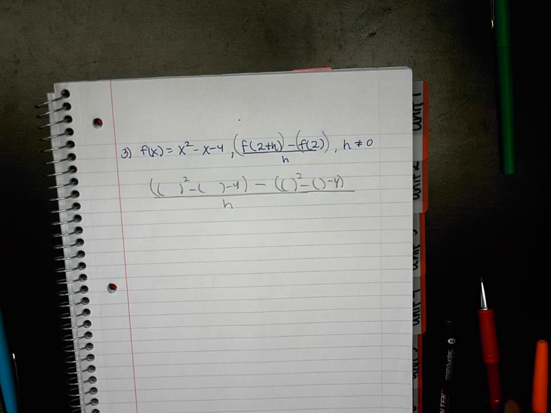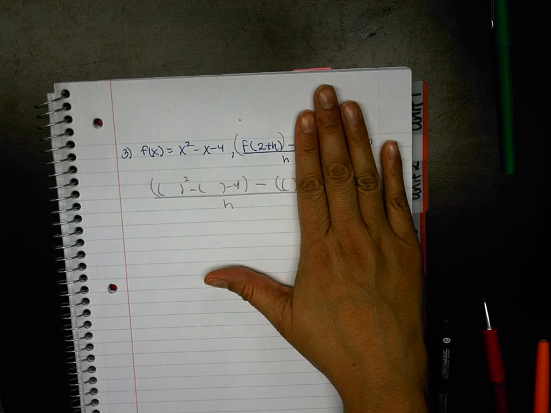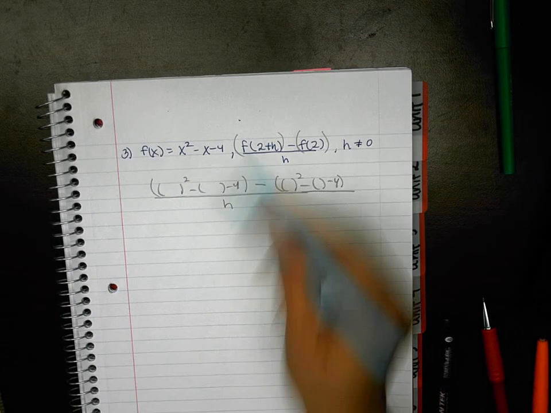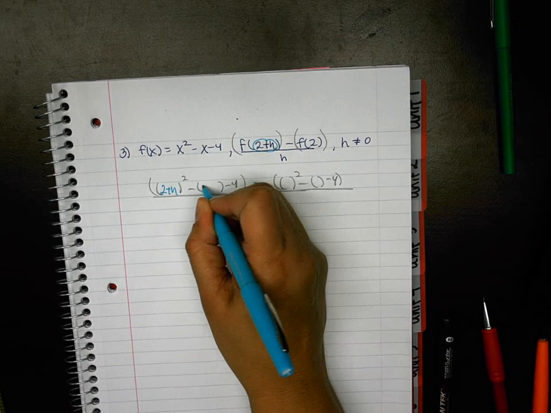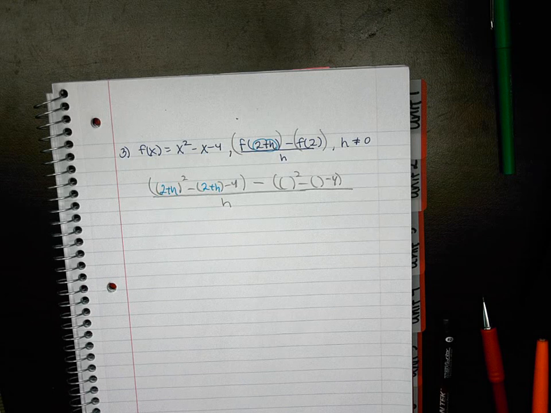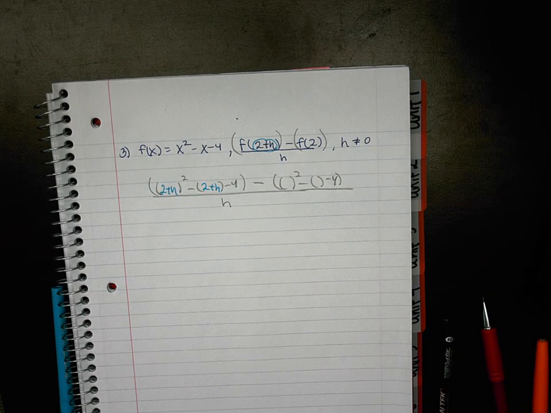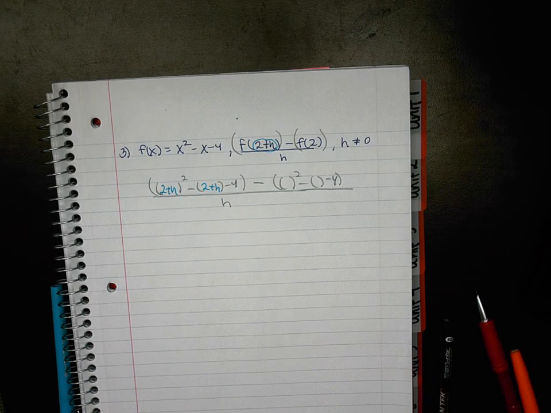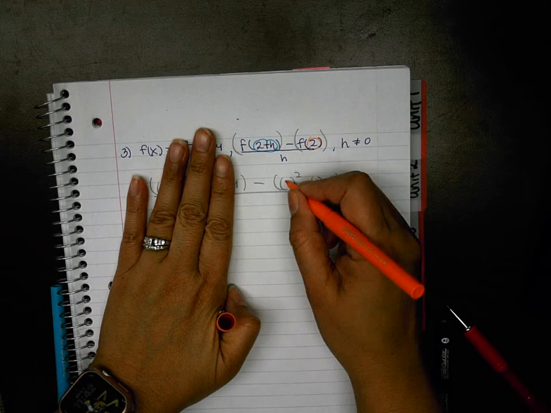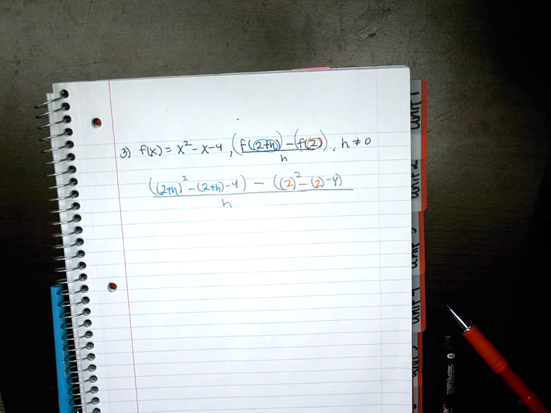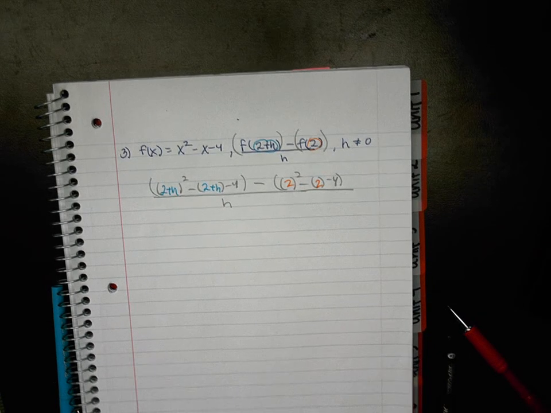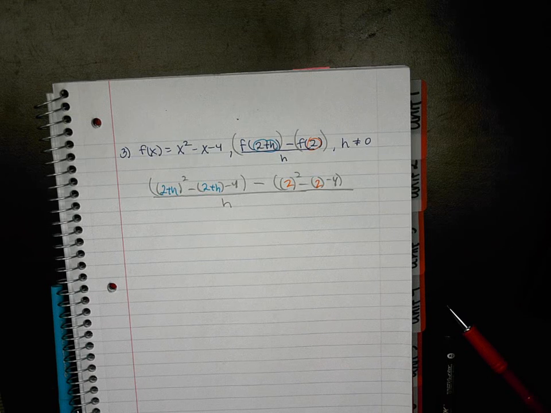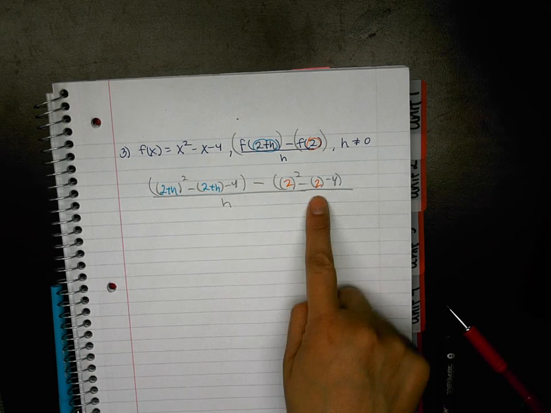Okay, in the first one, what am I going to plug in where all the blanks are? 2 plus h. In the second one, what am I going to plug in where all the blanks are? 2. Okay, any questions on why the first big parentheses has 2 plus h's and the second big parentheses has just 2? Okay, 2 plus h, 2. Do you guys see it?